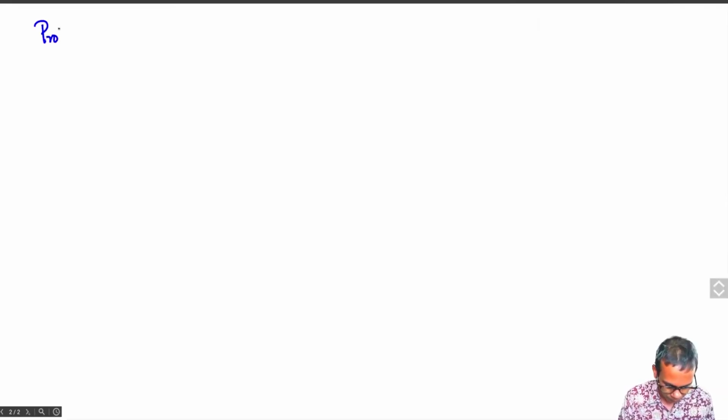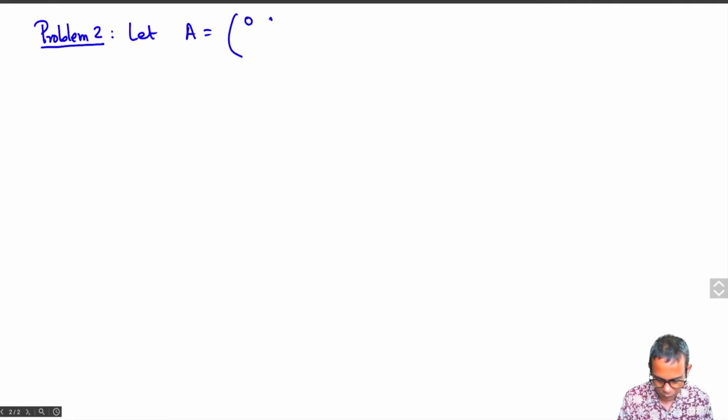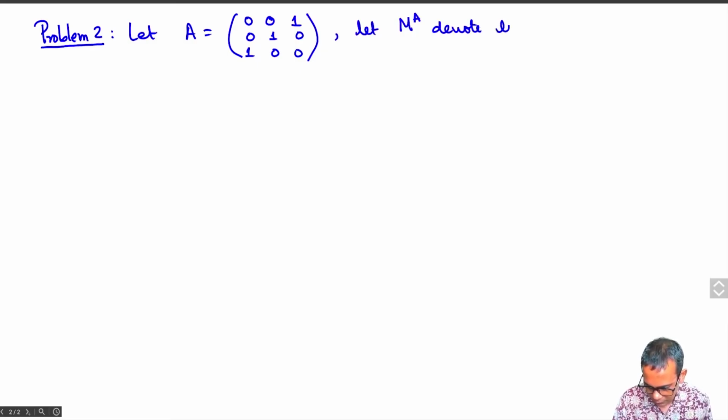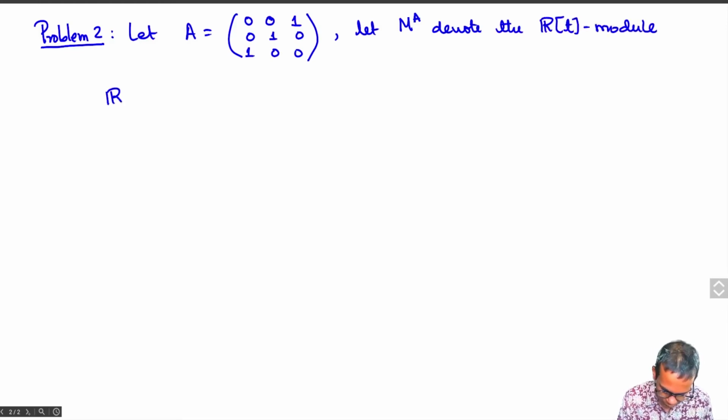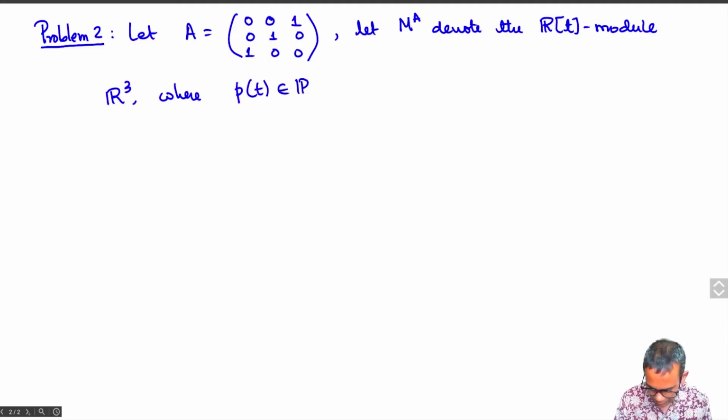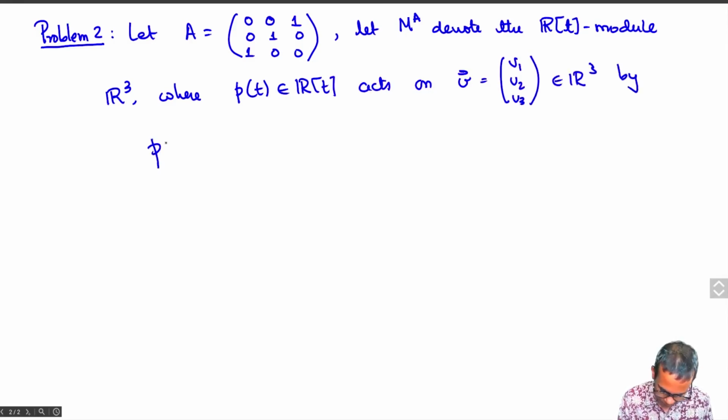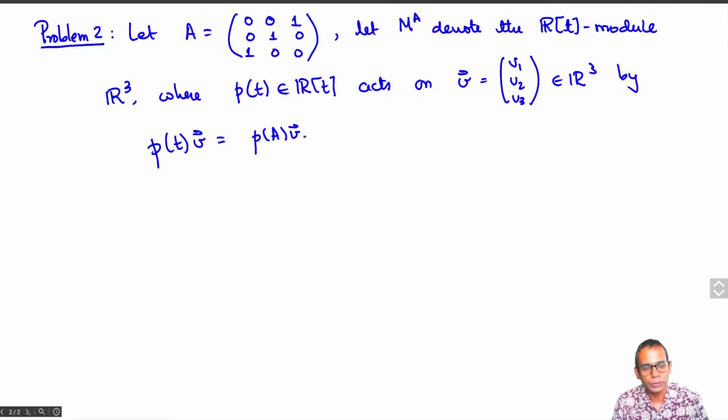Okay, now let's come to problem 2. Let A be the matrix 0, 0, 1, 0, 1, 0, 1, 0, 0. And let M^A denote the R[t]-module with the real numbers, R cubed, where P(t), a polynomial in R[t], acts on V, which I'll write as a column vector V1, V2, V3, belongs to R cubed, by P(t)V equals P(A)V. So this is the usual way in which we attach R[t]-modules to matrices with entries in R.